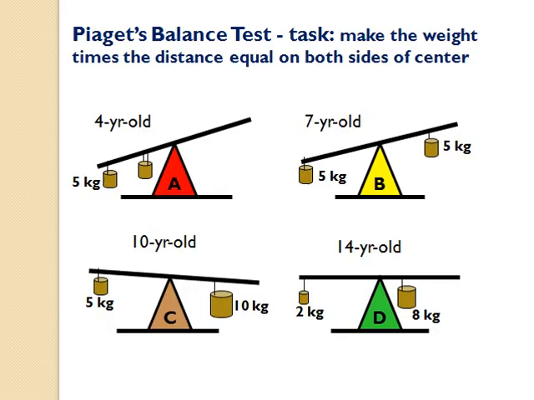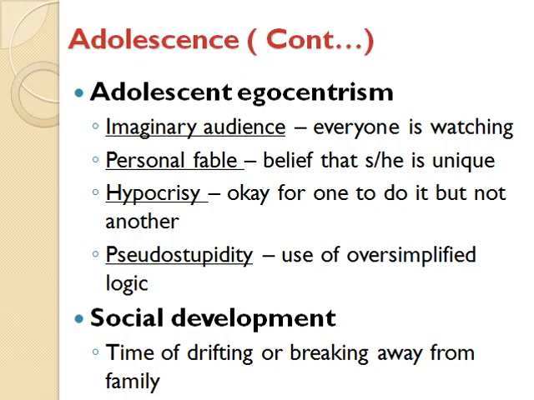Adolescent egocentrism. Here you have the imaginary audience. The child will imagine that everyone is watching. The child is much bothered about the outside society. Then the child will start to concentrate more on the physical self. The child will believe that he or she is unique. The child's behaviors or characteristics will change in such a way that the child wants to give importance to her own self.